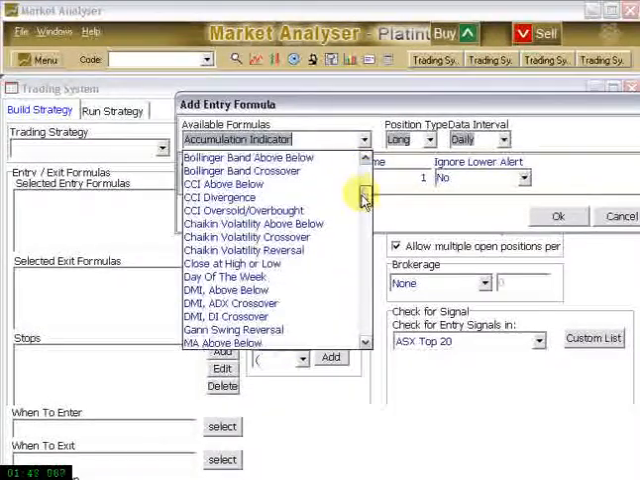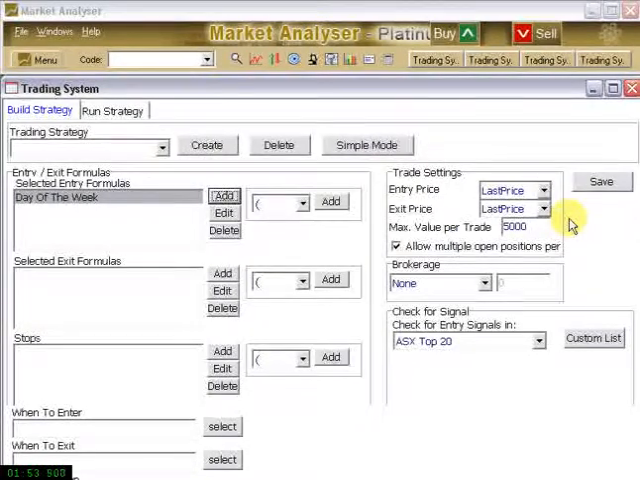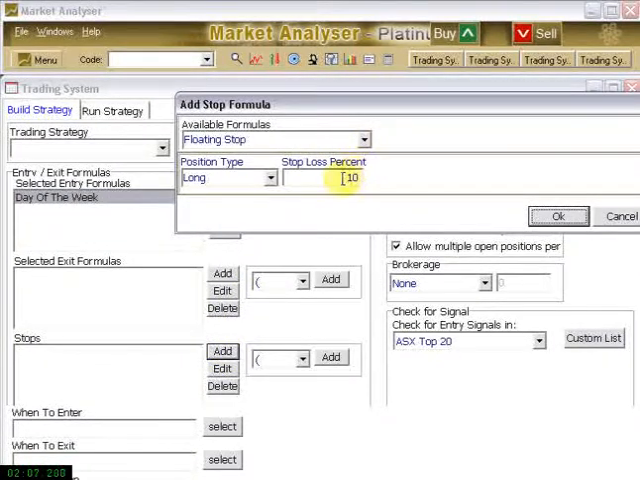The strategy we're going to build today is quite a simple one. The day of the week is Monday. We're going to enter a trade. Now this strategy may not make a lot of sense, but we're doing it for illustration purposes. We're going to exit the trade not on a specific exit formula, but on a stop loss. And we're going to add in a floating stop with a 3% trail on it. So this exit will follow 3% behind the price, and when the price falls back to that level, it will exit the trade.